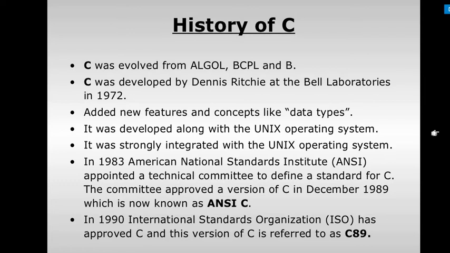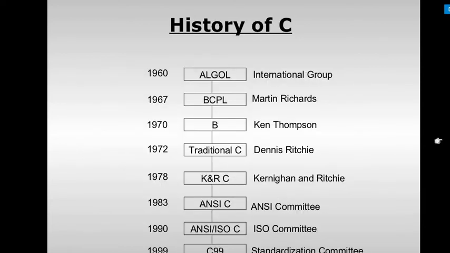In 1983, American National Standards Institute appointed a technical committee to define a standard for C. Obviously we need some kind of definition, right? We need some standard for the language. So ANSI came forward and they approved the version of C in 1989 as ANSI C. In 1990, International Standards Organization approved C, and this version of C is referred to as C89.